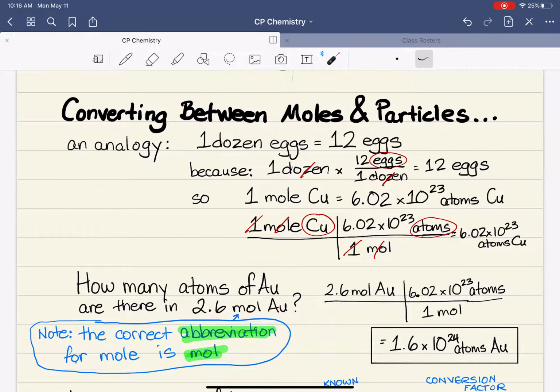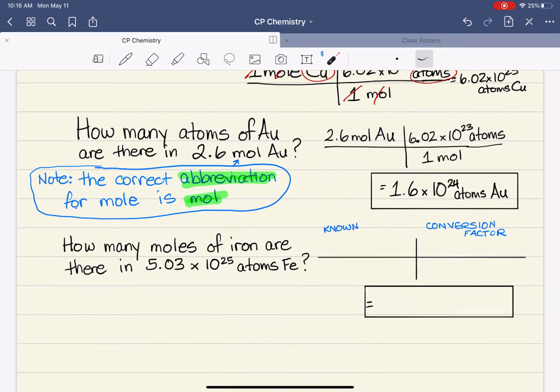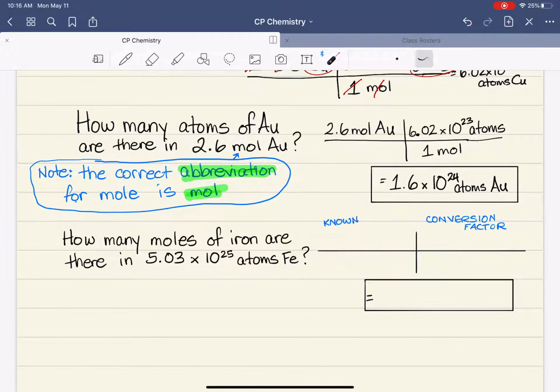So let's take a look at what it means to convert back and forth between particles and moles. All right, to begin with, let's look at the problem. How many atoms of gold are there in 2.6 moles of gold, Au?